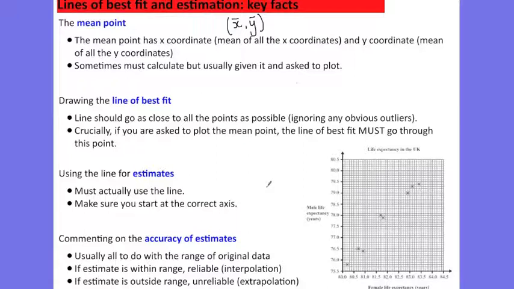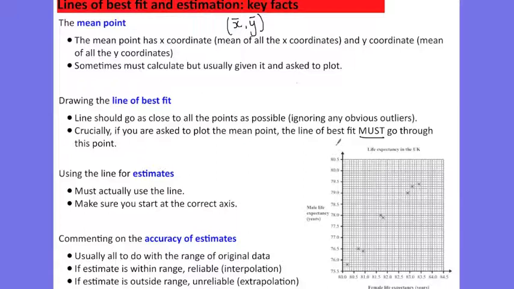Crucially, if you are asked to plot the mean point, the line of best fit must go through this point. Often these questions are part A, find the midpoint, part B, draw the line of best fit. Now, if you aren't given or asked to calculate the mean point, don't waste time calculating it for your line of best fit, as no marks will be awarded. However, I repeat again, if you are asked to plot the mean point, then you must make sure your line of best fit goes through your mean point.